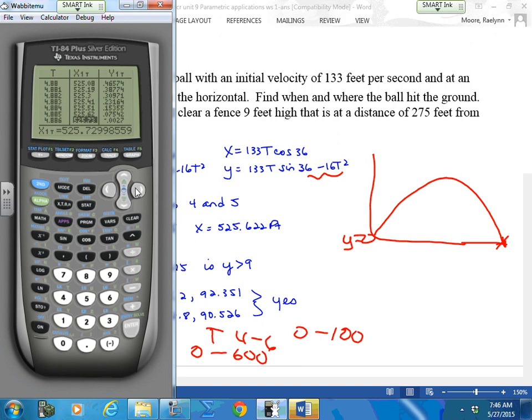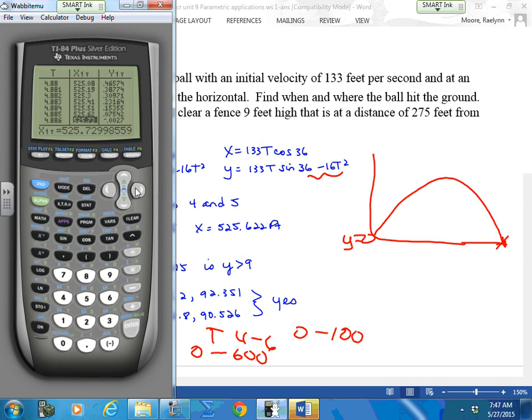Now, the second part says, at a distance of 275, would 275 be the x value or the y value? X. At a distance of 275, when the ball is 275 feet away from you, there's a 9-foot fence there. Does your ball clear that fence? You're looking for x to be 275.